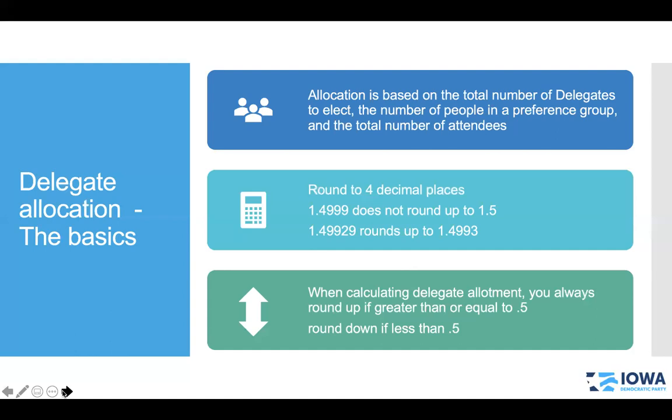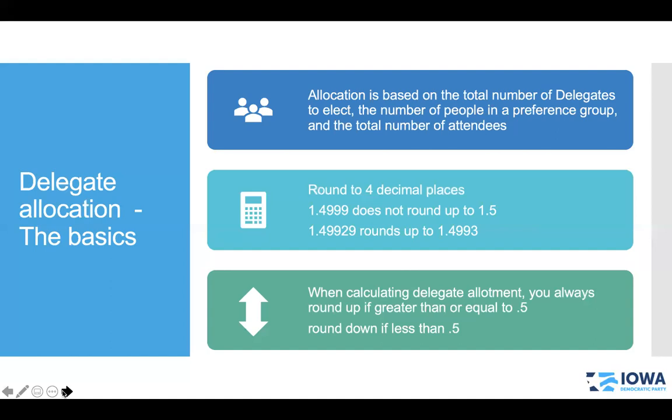So for example, 1.4999 does not round up to 1.5. However, in this example, as you can see, 1.49929 would round up to 1.4993. Now, sometimes you'll get a number that does not have 4 decimal places. So if you were to get 1.49, let's just say, you would add 2 zeros to the end of your decimal, because that's essentially what it is, and that would get you your 4 decimal places. So all your numbers are going to look the same as you are comparing to see if there are any delegates to be gained or lost from rounding.